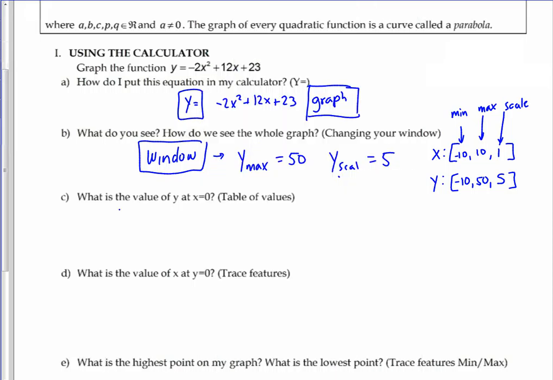So the first way was second graph, right? The other way is the trace button. We push trace, then the number we want for x, and enter.